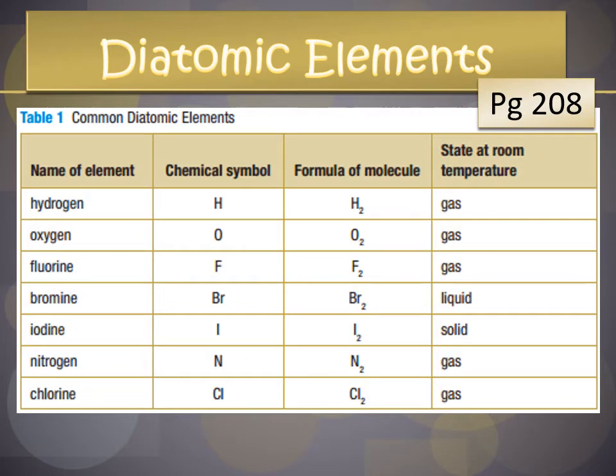Here's a list of diatomic elements that naturally in nature are found as a pair of two of the same type of atoms. So hydrogen, oxygen, fluorine, bromine, iodine, nitrogen, and chlorine, they have a tendency to be found in pairs of two stably in nature.